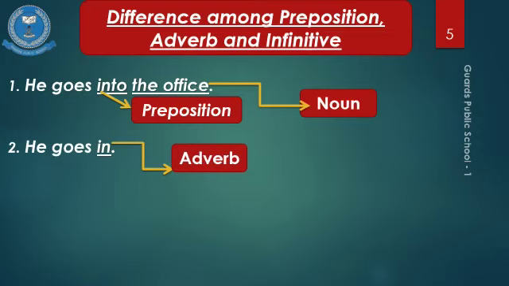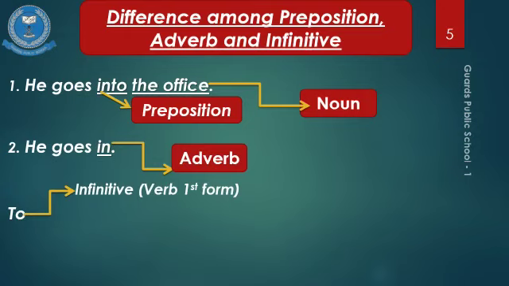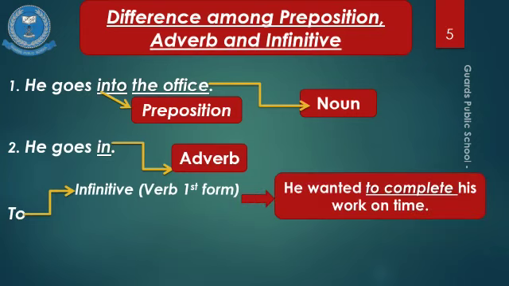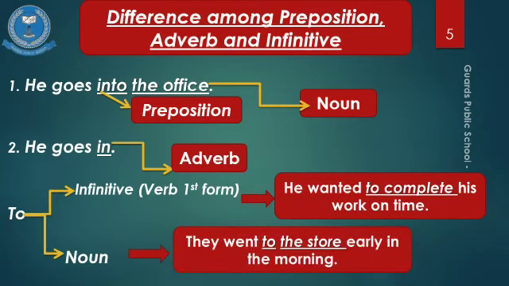On the other hand, to is used as an infinitive if it is followed by the first form of verb. For example, he wanted to complete his work on time. On the other hand, it is considered a preposition if it is followed by a noun. For example, they went to the store early in the morning.